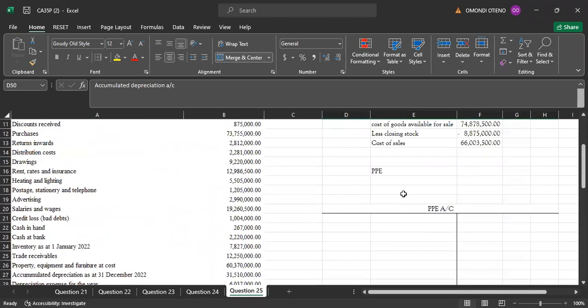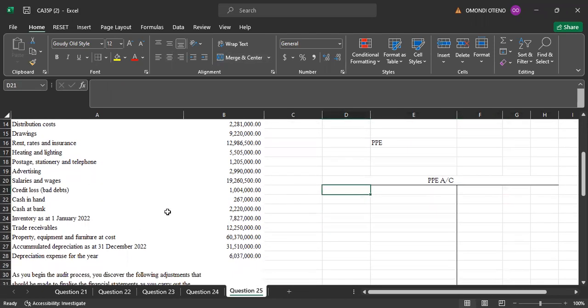So my question to you is, for the asset account, do we normally have a debit or credit balance? When we increase the asset account, are we going to debit that account or credit? When we increase the asset account, we are going to debit. We will always keep our asset account at cost if the depreciation rate given is straight line basis.